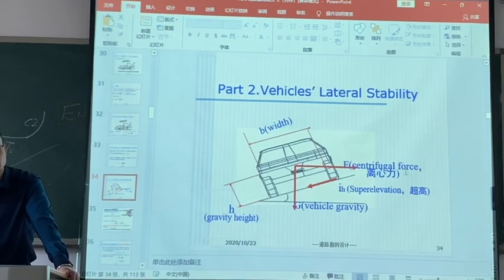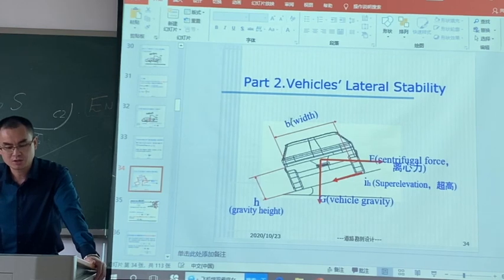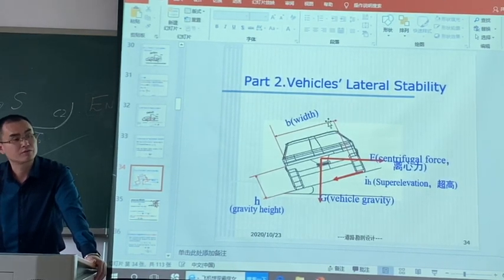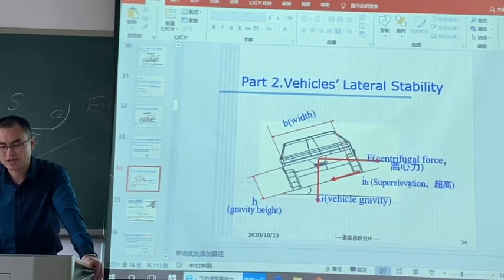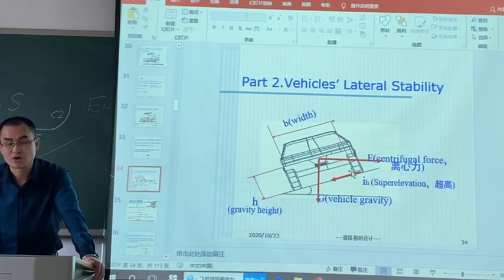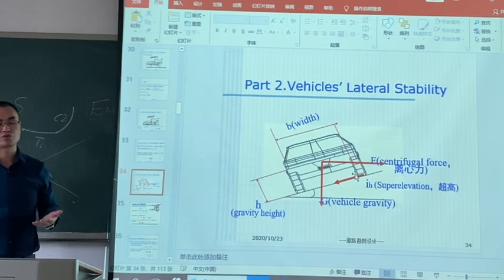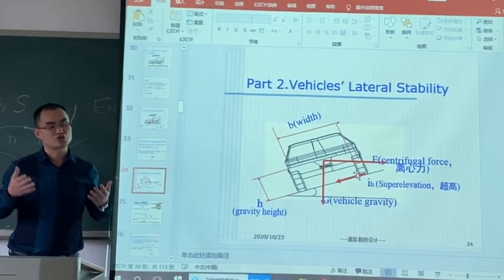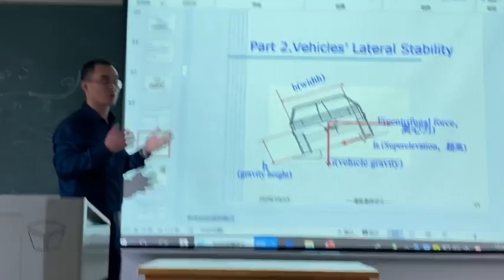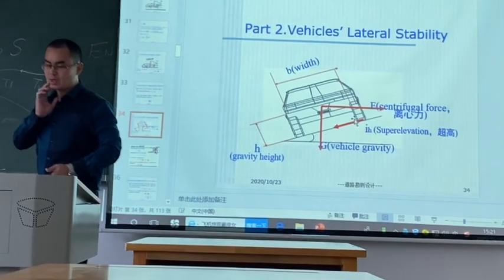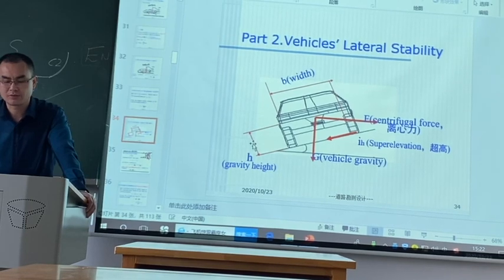F is centrifugal force. B is the width of the vehicle. IH is superelevation, the cross slope. IH is the cross slope on the circular curve. H is the gravity height.